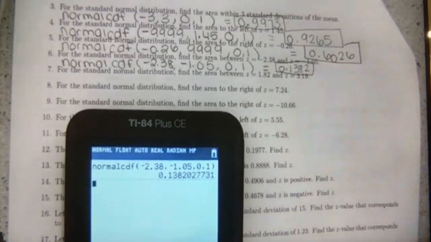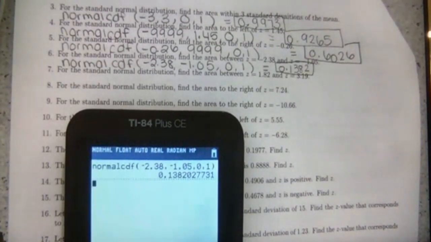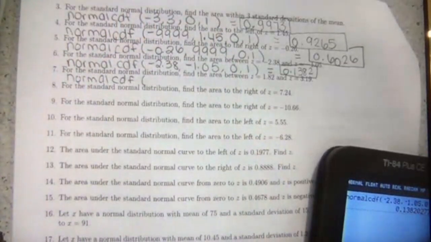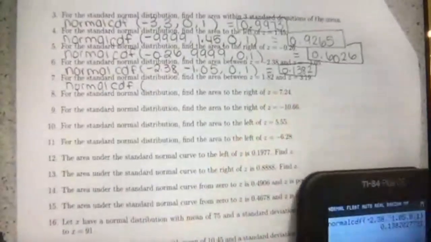Same thing for number 7. Find the standard normal distribution. For the standard normal distribution, find the area between 1.82 and z equaling 3.19. Still doing normal CDF. Because we're using our calculator here, all of these are able to be done on our calculator. Our table, remember, only goes up so large. So 3.19 might not be on our table, but because we're doing it on a calculator, it doesn't really matter.